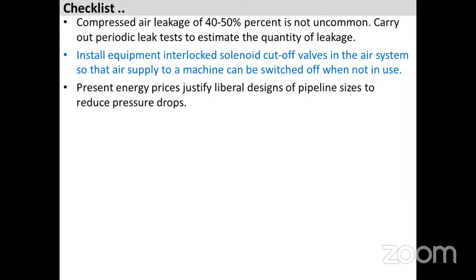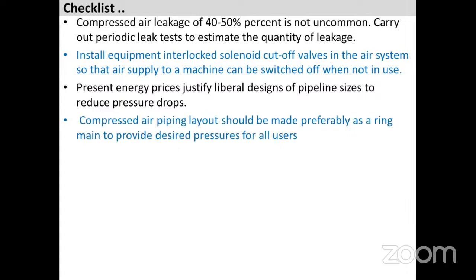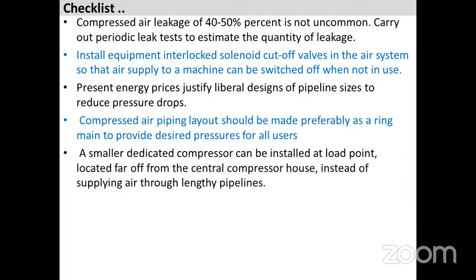Present energy prices justify liberal sizing of pipelines. Energy cost is more, so we have the freedom to choose pipelines so that we can drastically reduce the pressure drops. Compressed air piping should be made preferably as a ring main. Already we have seen it. A smaller dedicated compressor can be installed at a load point located far from the central compressor house, instead of supplying air through lengthy pipelines.